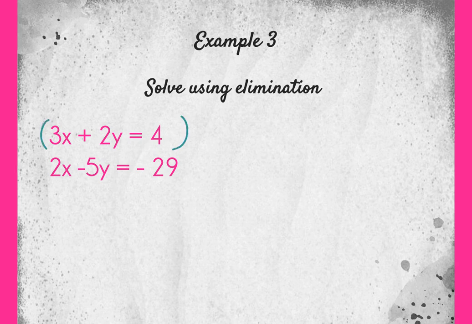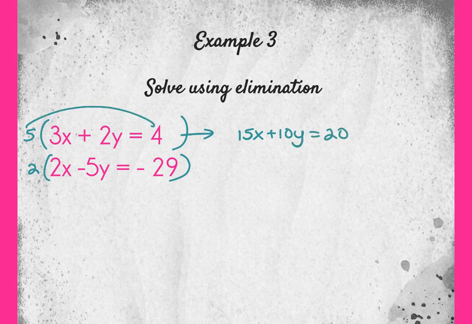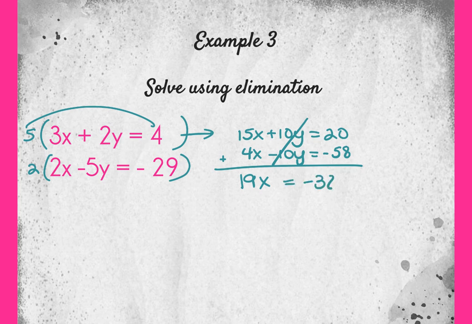I would say maybe that's a better bet. And I would cancel by multiplying the top by 5 and the bottom by 2. So the top, I would get 15x plus 10y equals 20. Don't forget to go all the way across. And then 4x minus 10y equals negative 58. Add these together. I get 19x, positive 10y and negative 10y cancel out, equals negative 38.